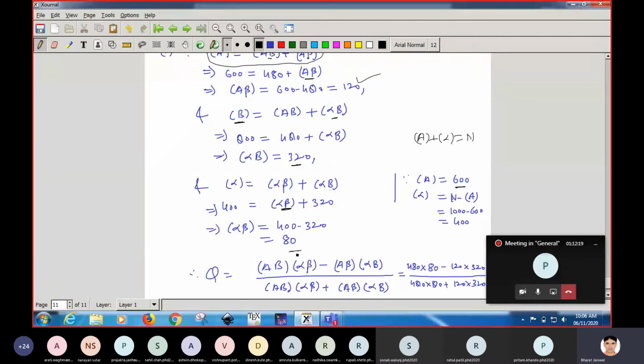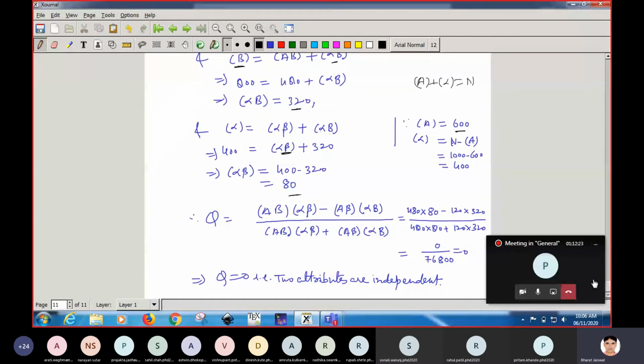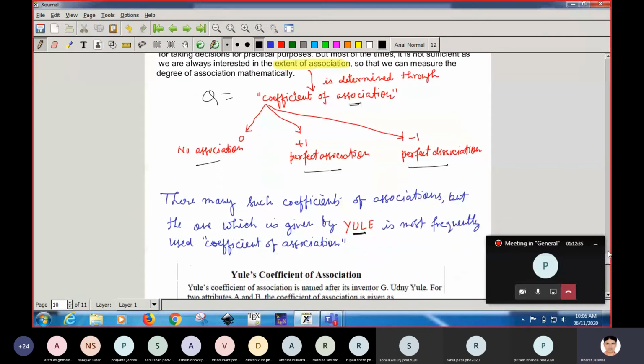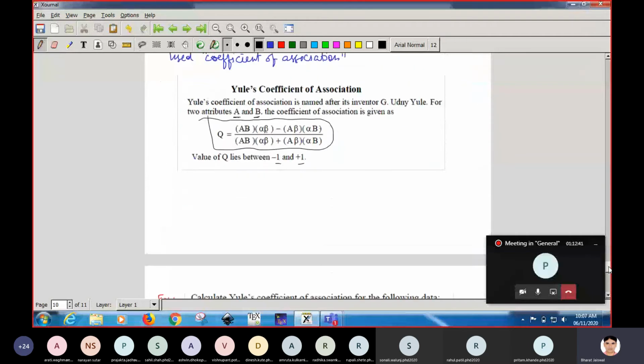So alpha beta is 80. All three parameters we have calculated. Now apply the formula of Yule's coefficient of association, and it is coming out to be 0. What does that mean? Two attributes are independent. When the value of Q is coming out to be 0, they are independent, means there is no association, they are disassociated with each other.